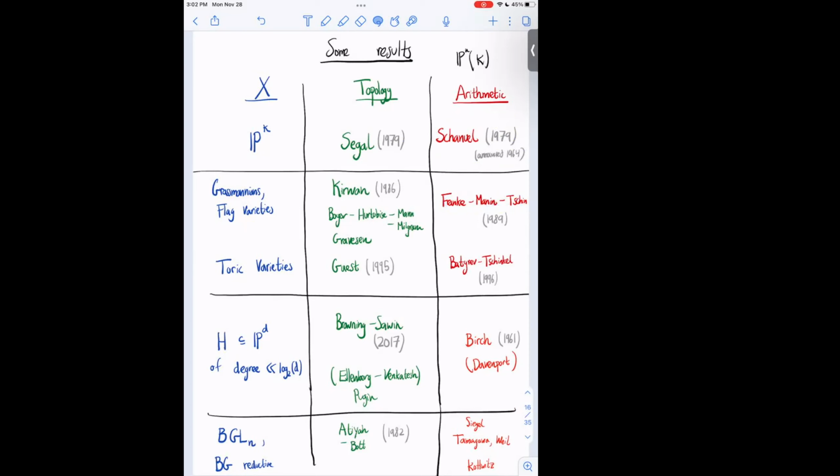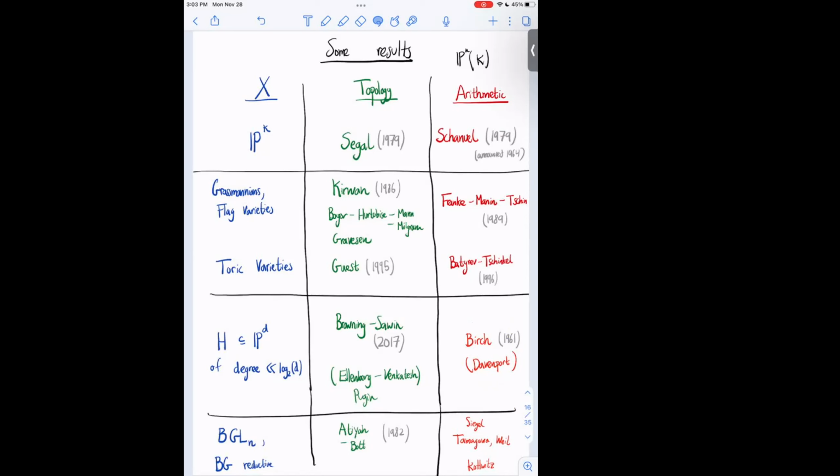And then these Batyrev-Manin conjectures have been proved for Grassmannians and flag varieties, and also toric varieties. And I guess stretching the analogy a little bit further, the other place where these Batyrev-Manin conjectures are actually known is for hypersurfaces of a very low degree.